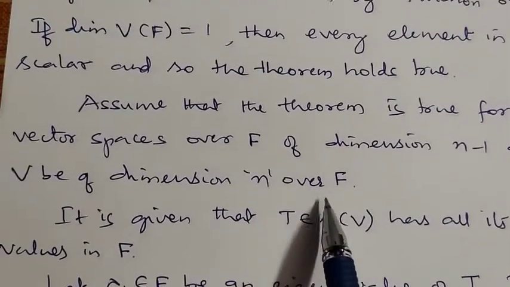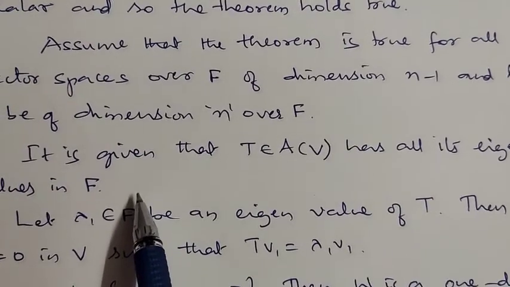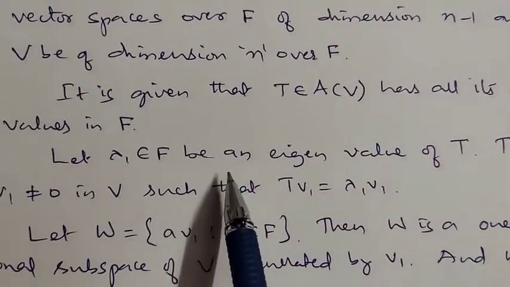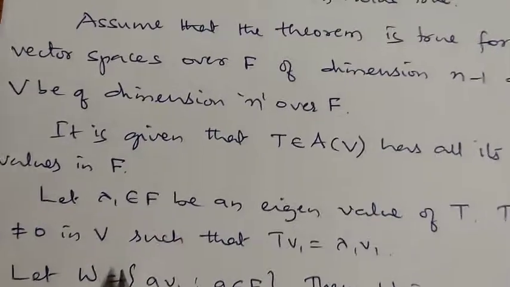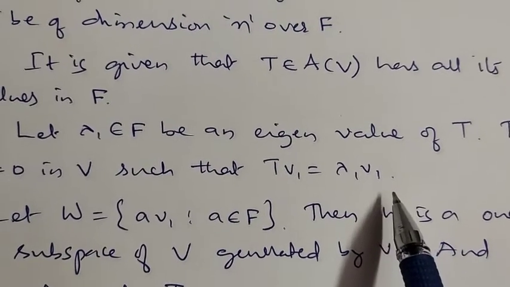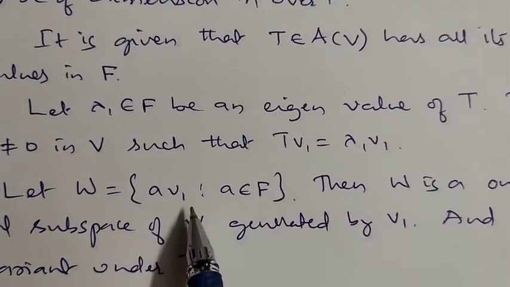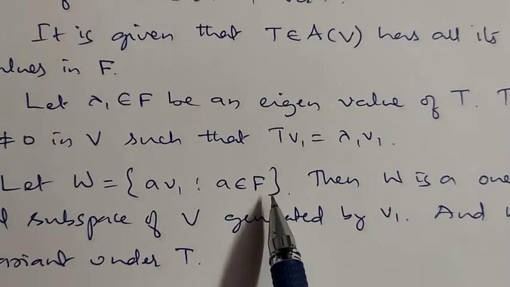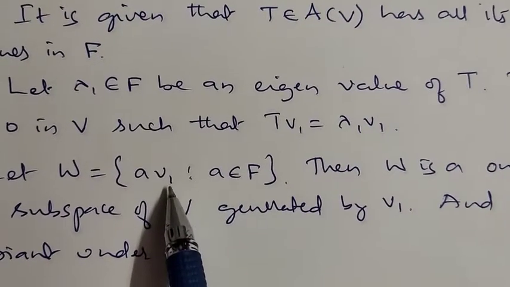So let V be of dimension n over F. By hypothesis, T has all its eigenvalues in F, because we have assumed that all the characteristic roots of T lie in the field F. Now let lambda 1 belonging to F be an eigenvalue of T. Then by definition there exists a non-zero vector V1 belonging to V such that T of V1 is equal to lambda 1 V1. Now let W be the subspace generated by this vector V1, that is, W is equal to multiples of V1, a times V1, where a belongs to F. Then what is the dimension of W? W becomes a one-dimensional vector space because it is generated by a single non-zero vector, which is V1.